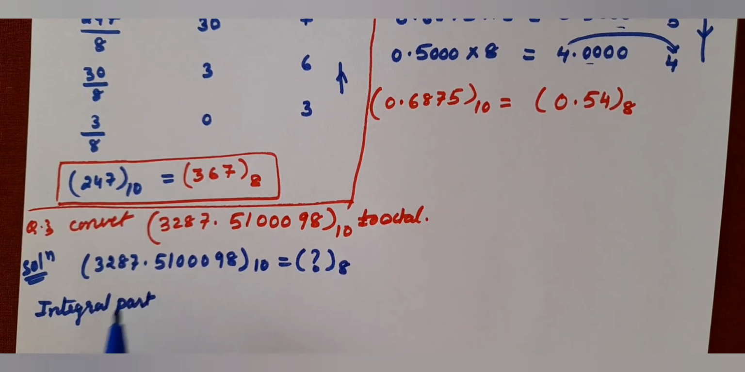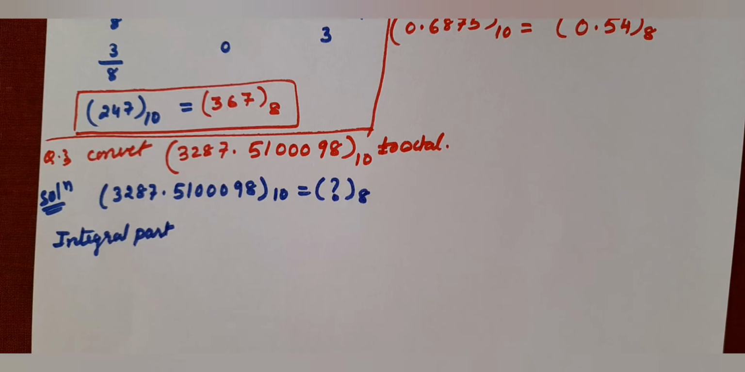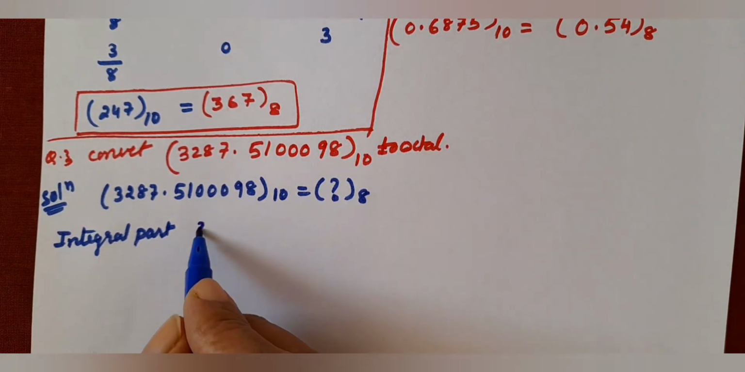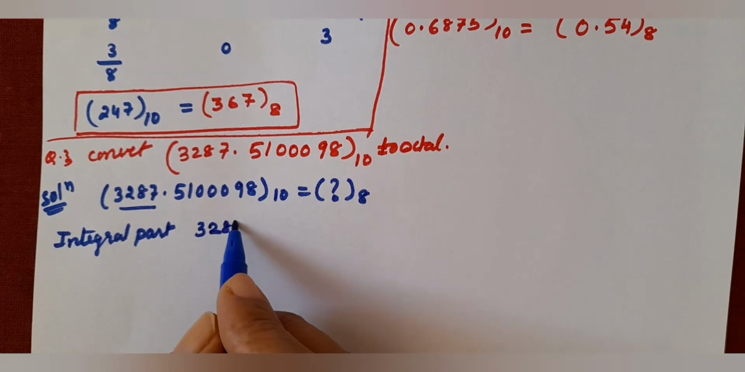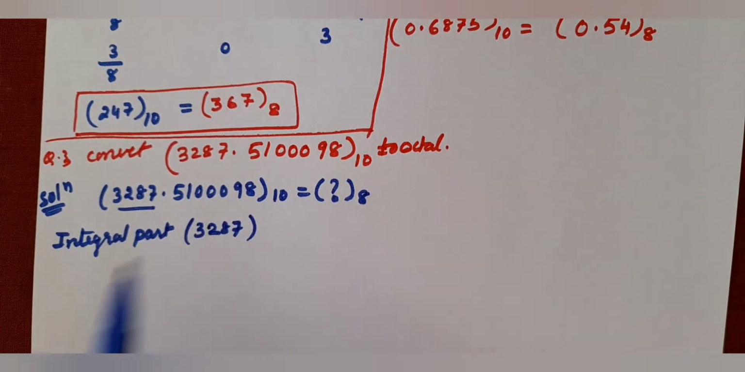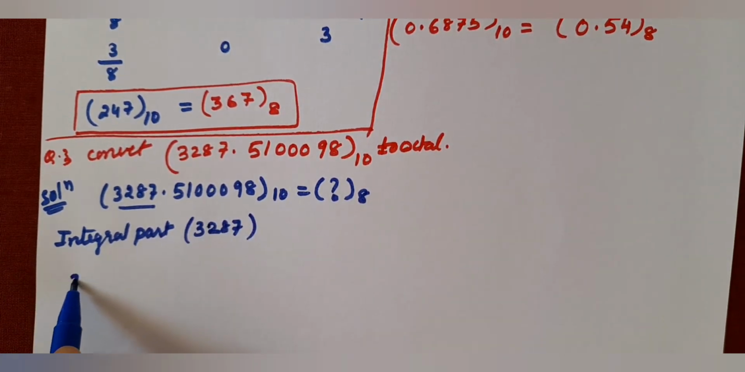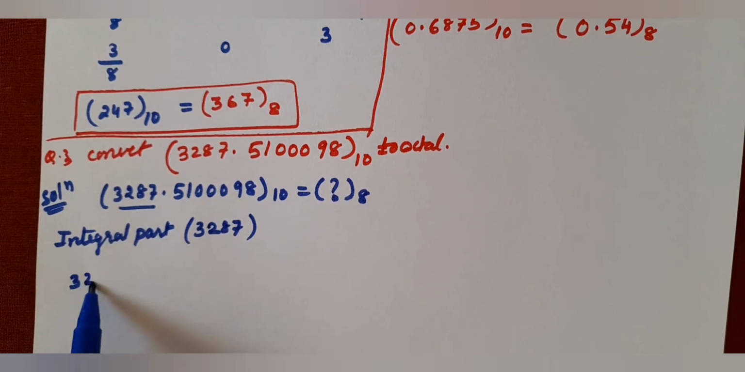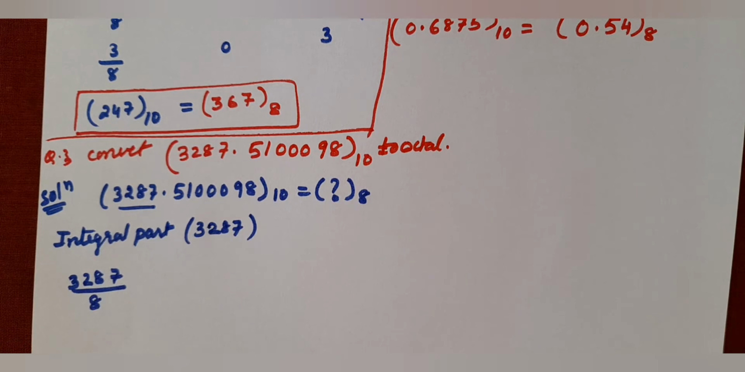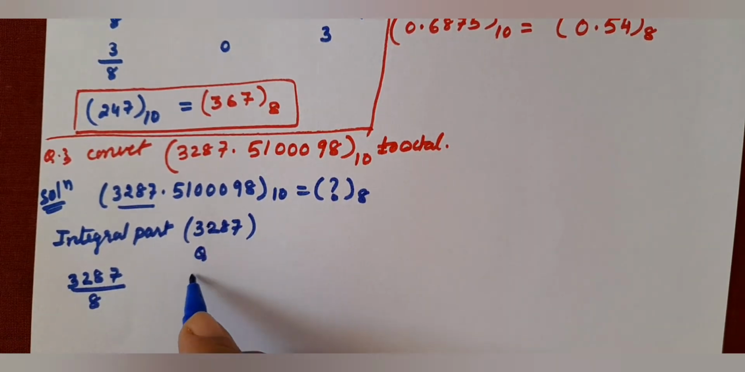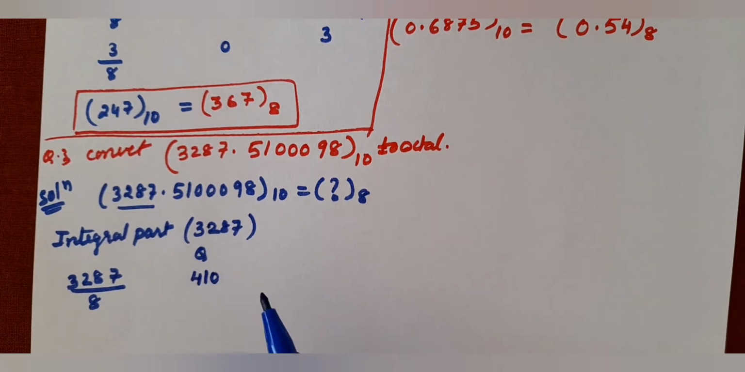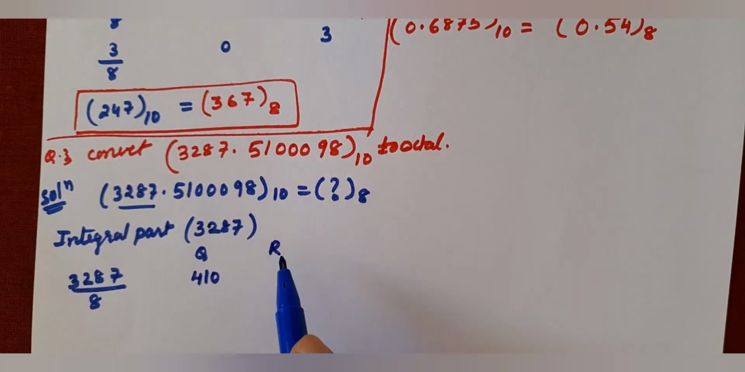What is the integral part here? This part is known as the integral part. So 3287, divide this one. 3287 divided by 8, as it is an octal number system. So what is the quotient coming? The quotient is coming as 410. And what is the remainder coming? The remainder is coming to be 7.